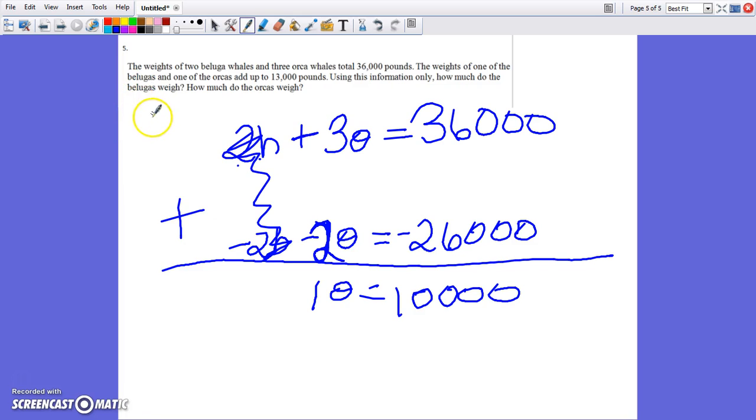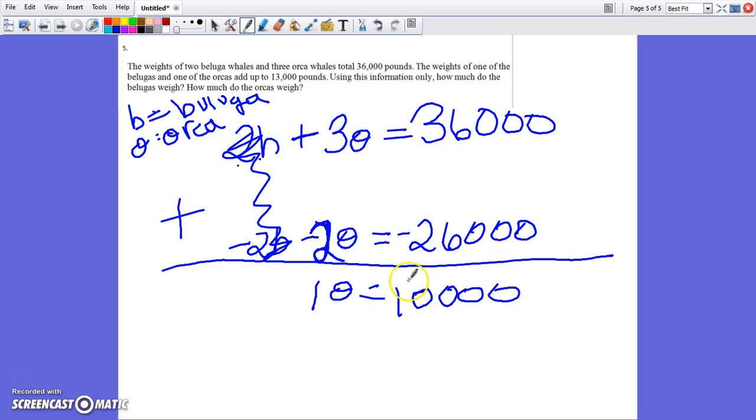I know Mr. Ryder is probably already yelling at you guys in class to define your variables. So up here, let's go ahead and do that for him. B is our belugas. Baby beluga. Okay, it's a little bit hard to do. And our O is our orca weight, and this is our orca weight in pounds, and our beluga weight in pounds.